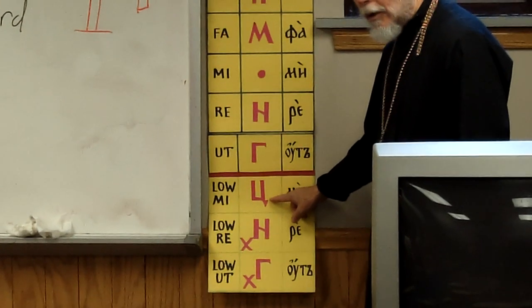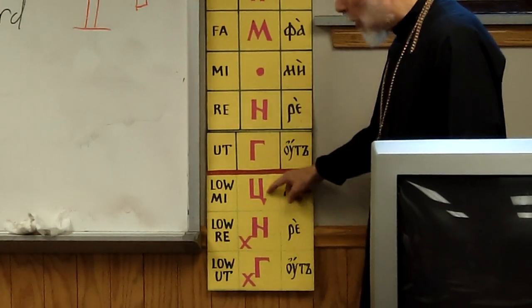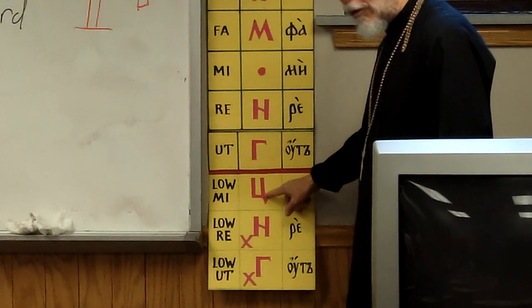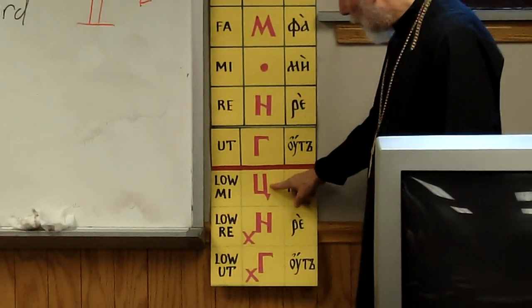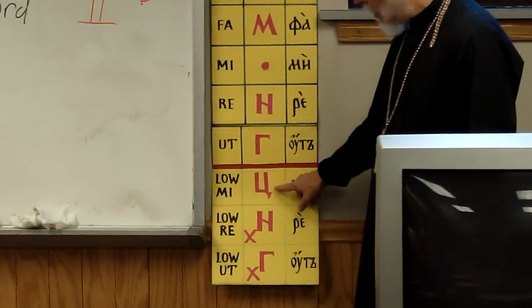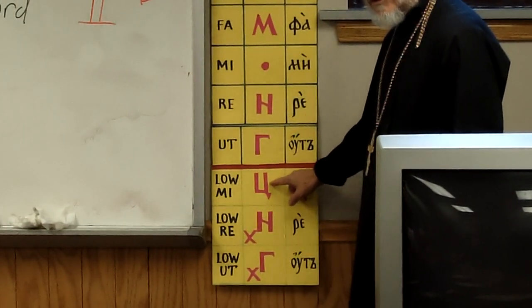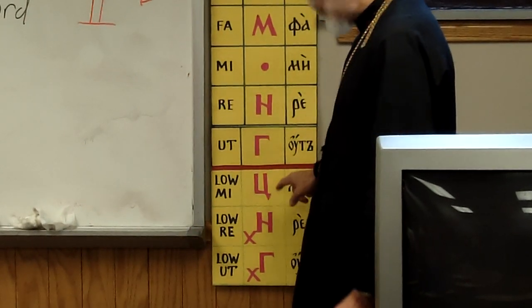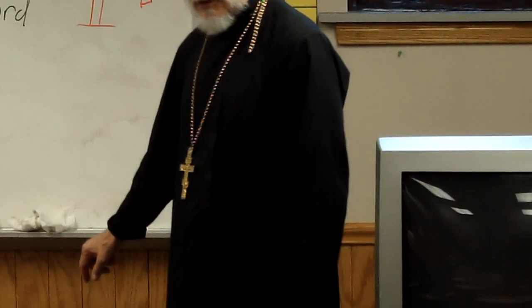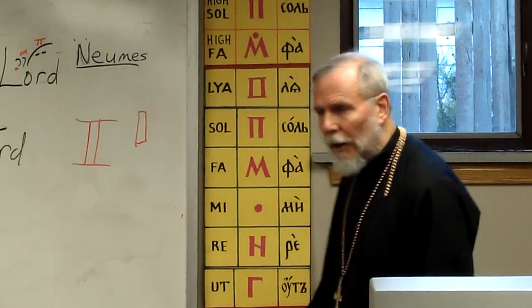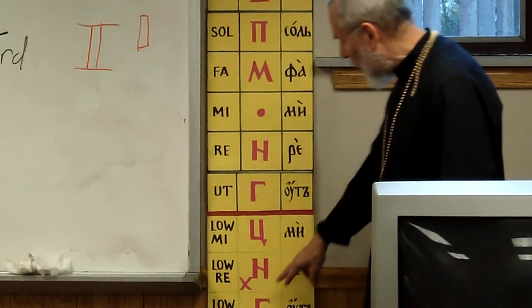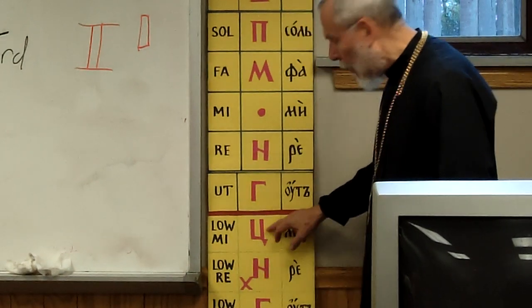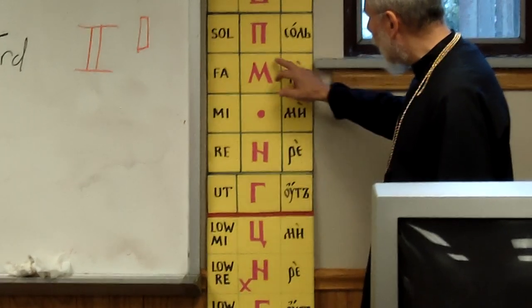But notice this. The low mi has a whole different note than the regular mi. It's the Slavonic letter. Nicholas, what does this thing look like? Doesn't that look like a Slavonic letter to you? Like se. But you don't want to think of these as being those letters. You want to think of this as lo ut, lo re, lo mi. Ut re mi fa sol lya.